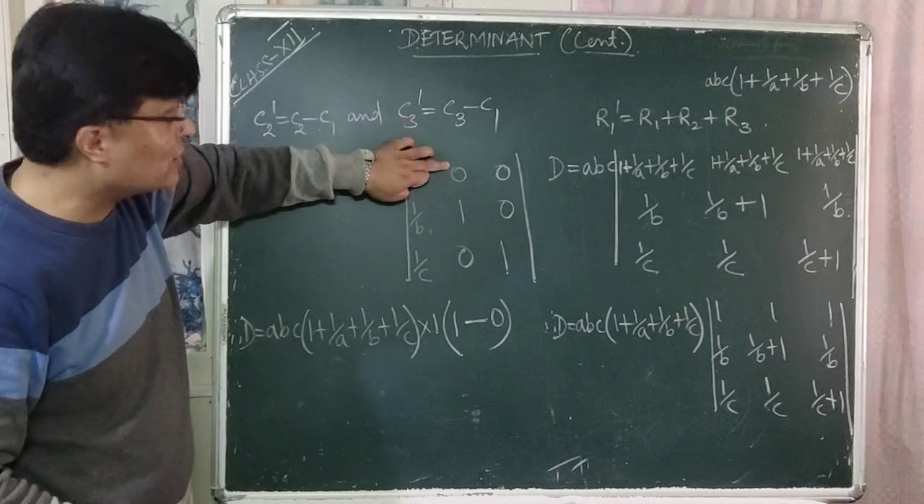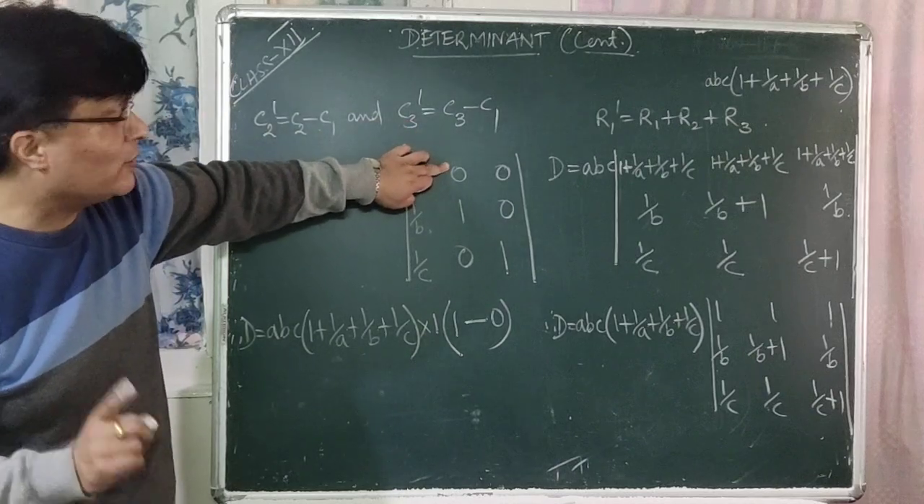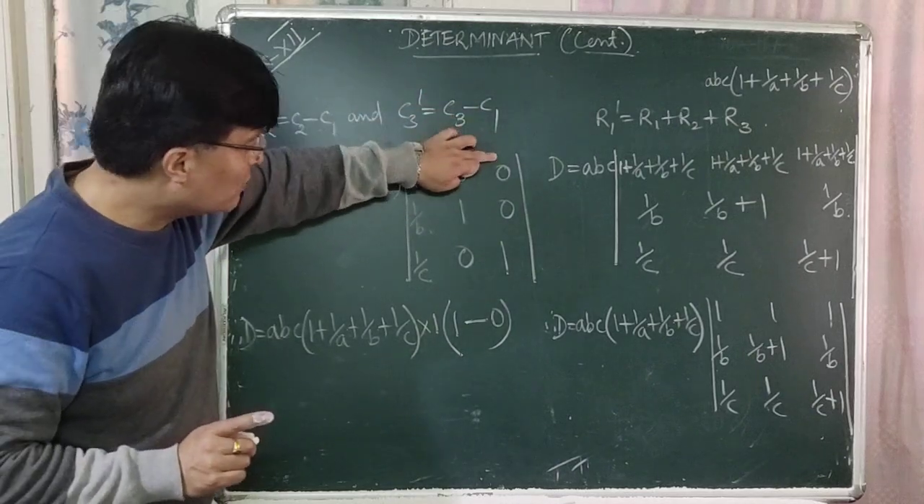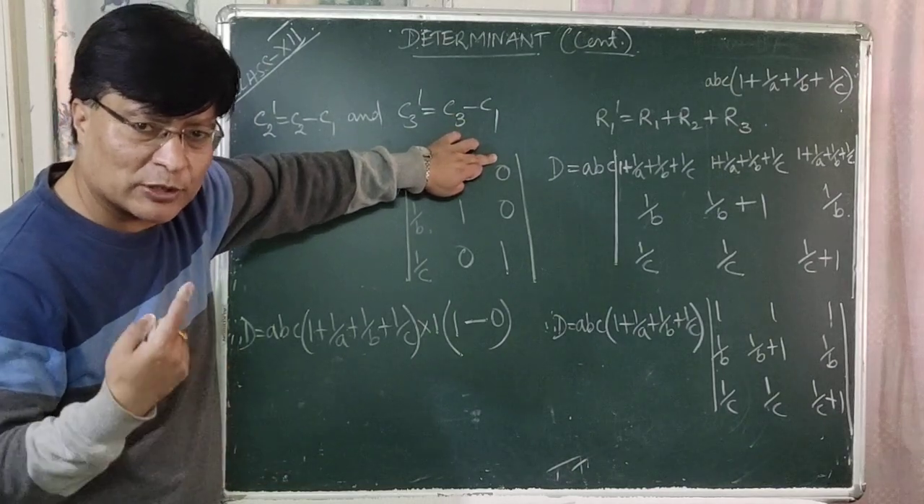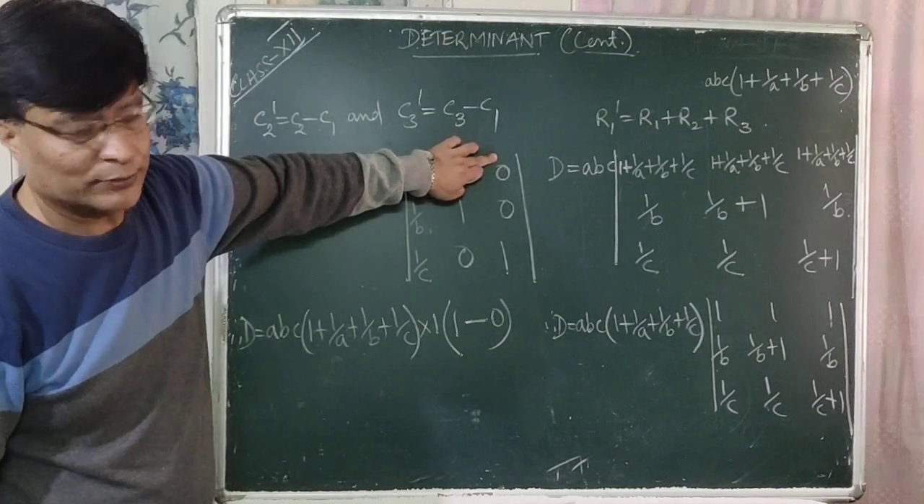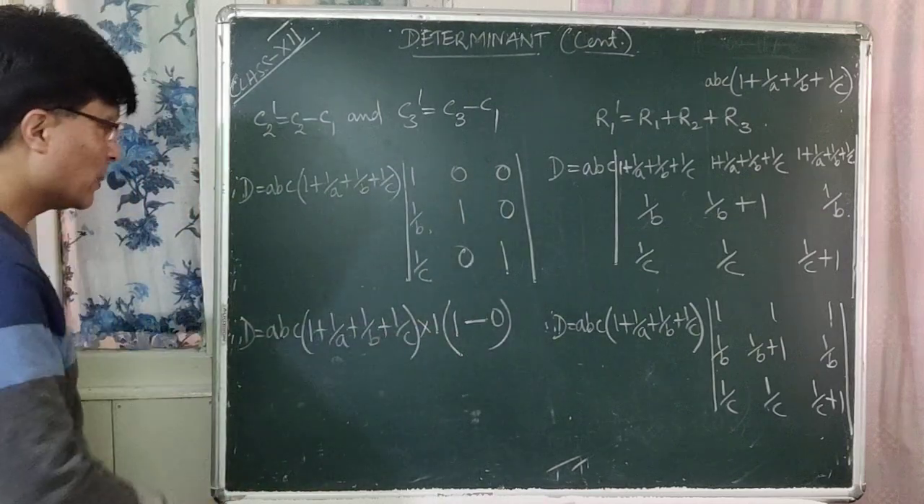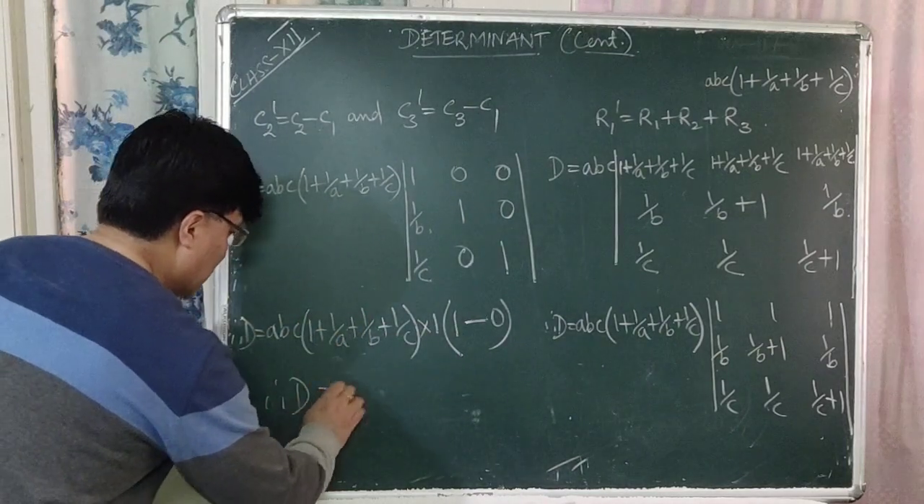Now then comes minus 0. But will you write 0? No, because 0 into any number is always 0. Then comes plus 0. Here also 0 into any number is always 0. So don't write 0. So this is the expansion. So you can multiply. So this is your 1.